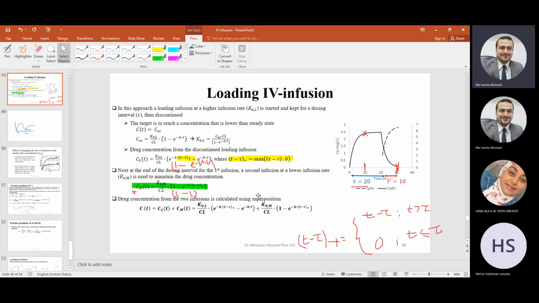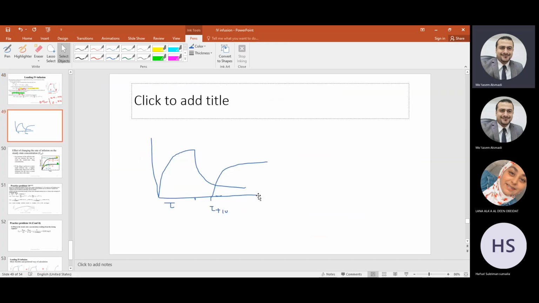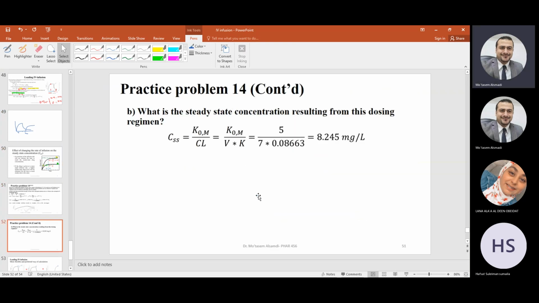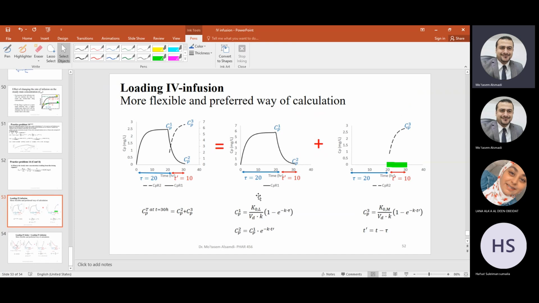Can you apply this approach here? No, because as I mentioned, we can only apply this approach when there's no lag time between the end of the first infusion and the beginning of the second infusion. So this scenario can be solved by which method? Right. We divide them into two graphs.